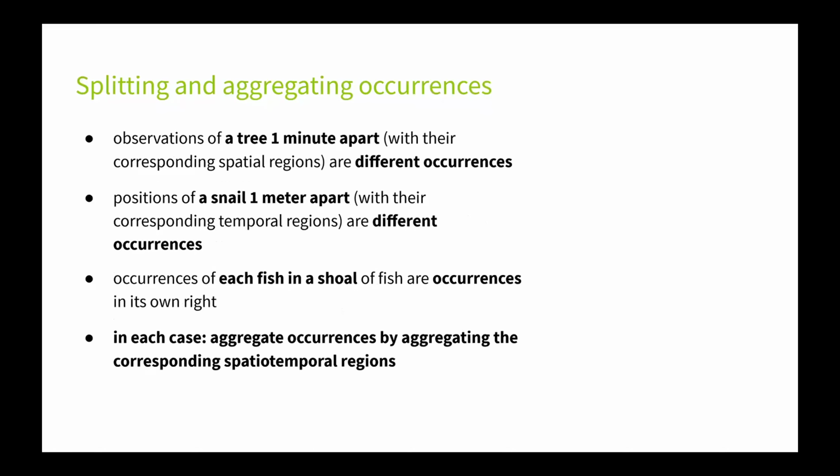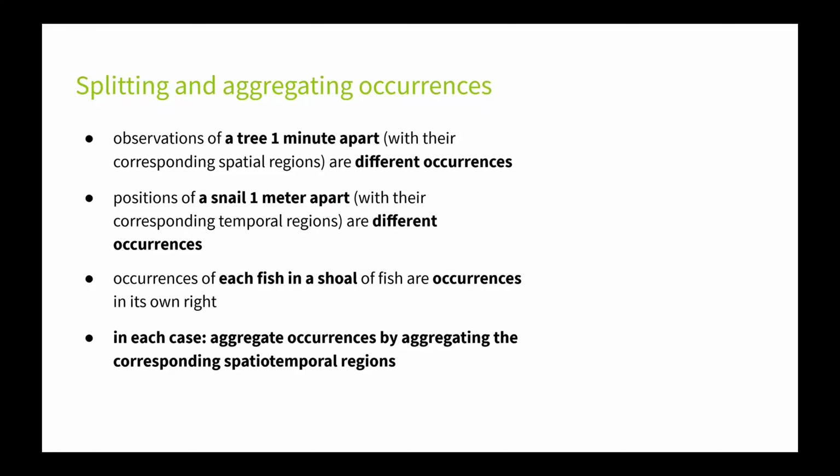Let's expose some examples that follow from this. Observations of a tree that are 1 minute apart would count as different occurrence instances. Observations of a snail 1 meter apart would count as different occurrences of this snail. The changing positions of each fish within a shoal of fish are occurrences in their own right. Likewise, the occurrence can be specified on the level of the shoal with its spatiotemporal region corresponding to the aggregation of the spatial regions occupied by each fish in the shoal.